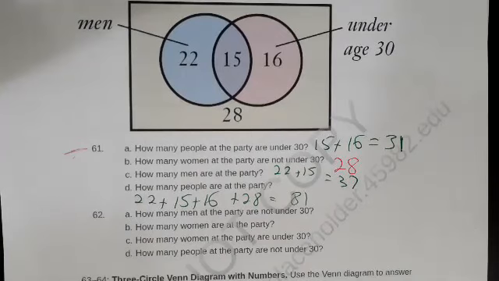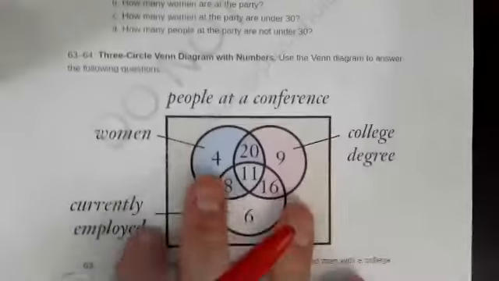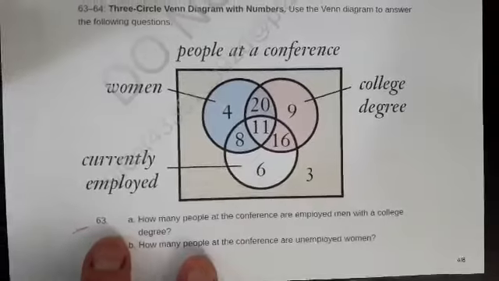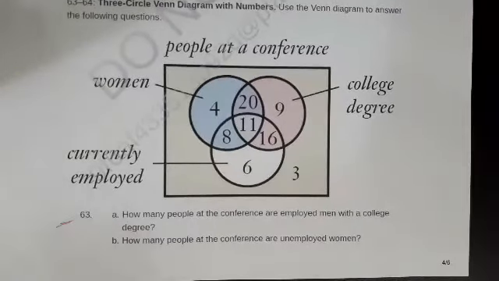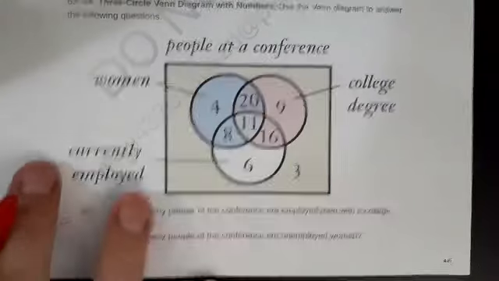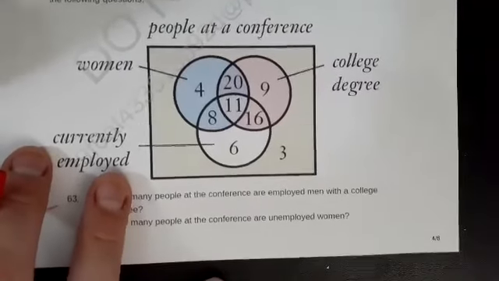So that's 61. Oh man, I think we're almost done with this section. Now 63 and 65 I think are the last things, and then we got another worksheet. 63. This is really annoying because it's half on one page and half on another. But here's people at a conference. Now we're doing a three-way Venn diagram, three circles. Use the Venn diagram to answer the following.